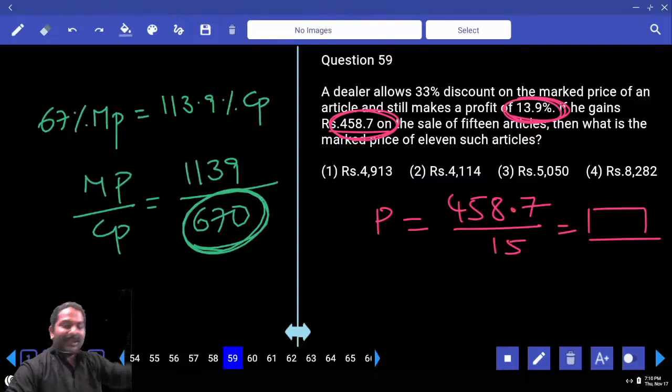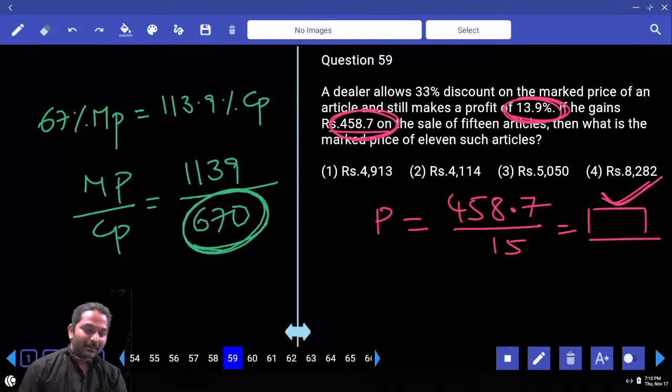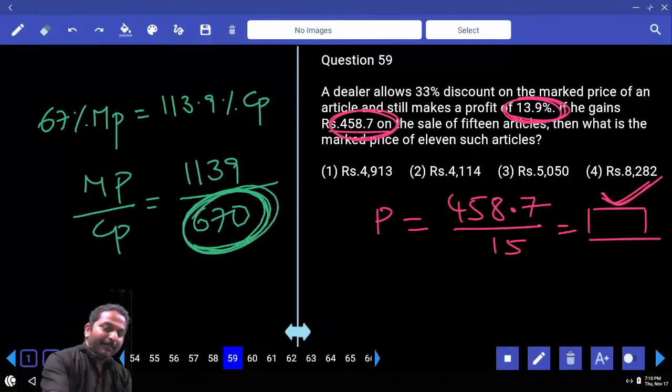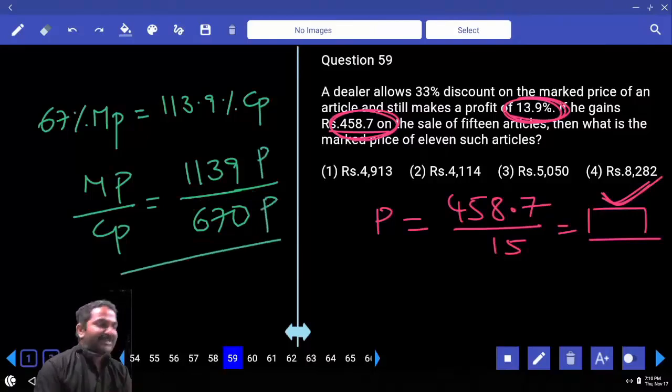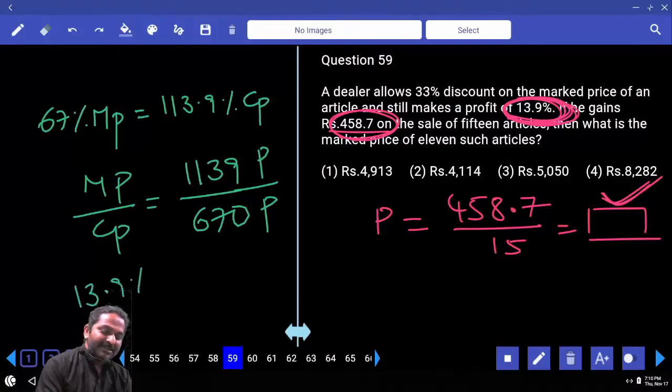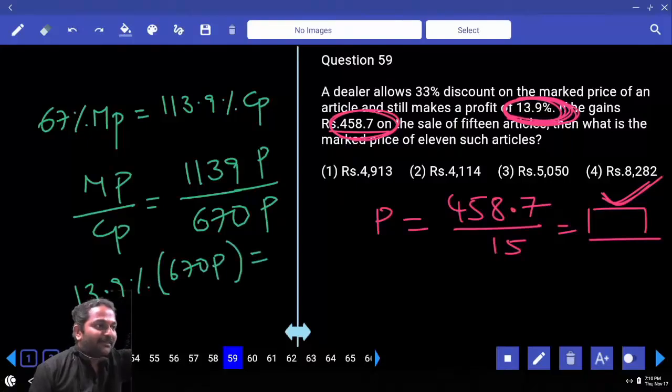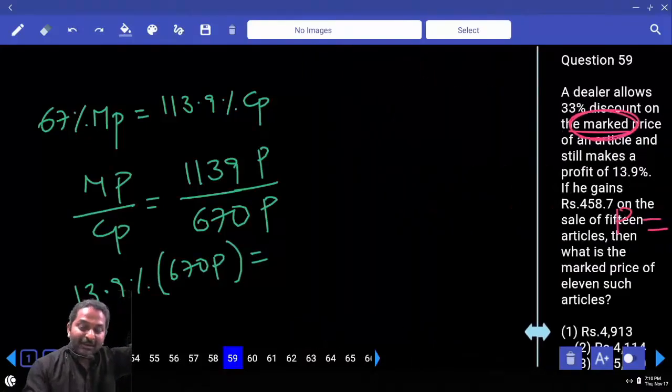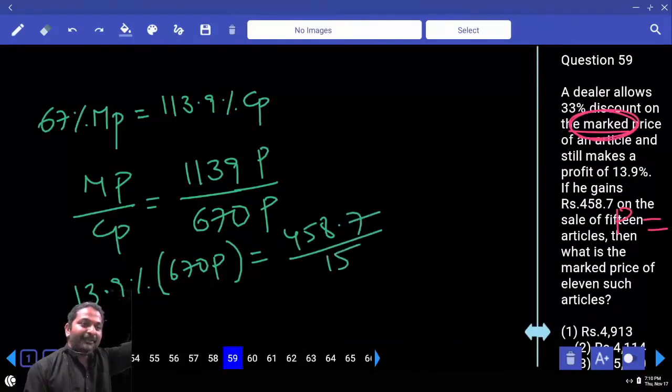13.9% can be calculated, and which is equal to one item's profit here? Cost price is equal to 670 parts. How much profit is made on each item? 13.9% calculated on 670 parts is the profit on one item, which is equal to 458.7 divided by 15 only?